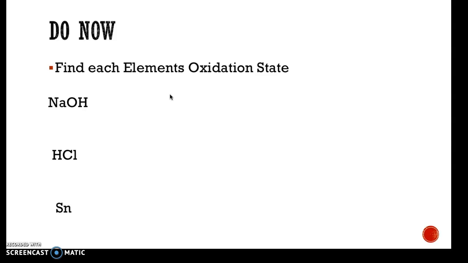So our do now, we're going to go ahead and assign oxidation states for this. Now, once again, I'm using the periodic table that I have on my phone. I'm not going to use the one that we have on this slide because there's going to be a lot of flipping back and forth. So I'm going to use the one I have on my phone.